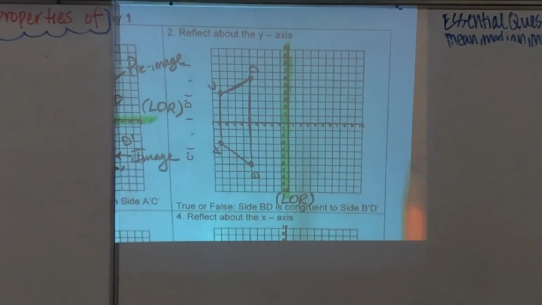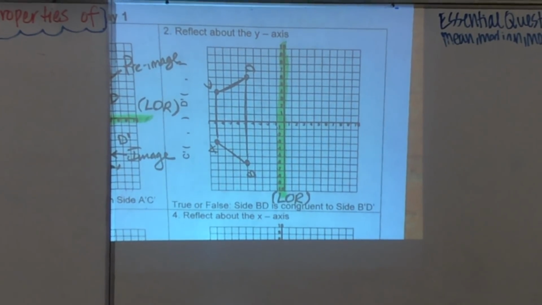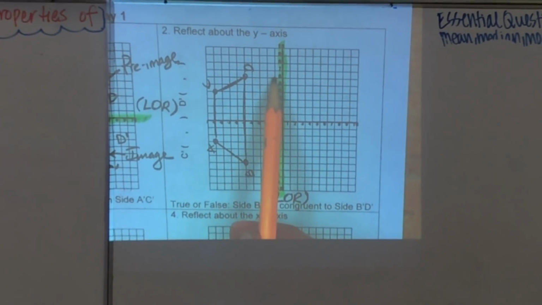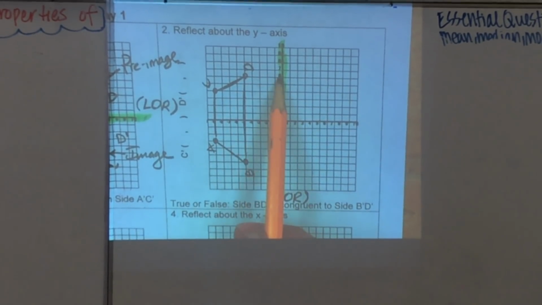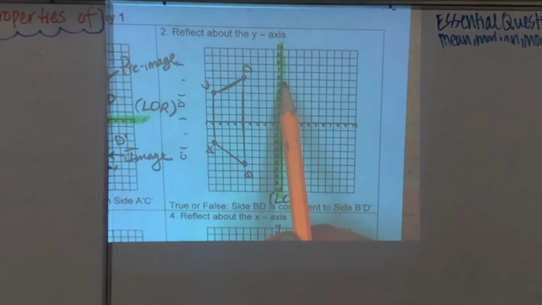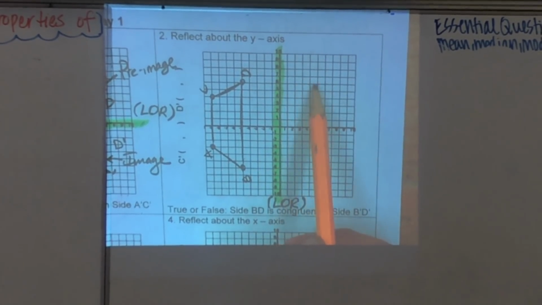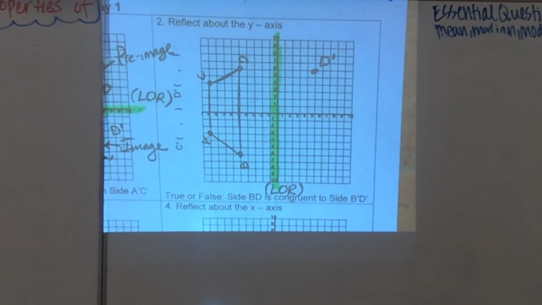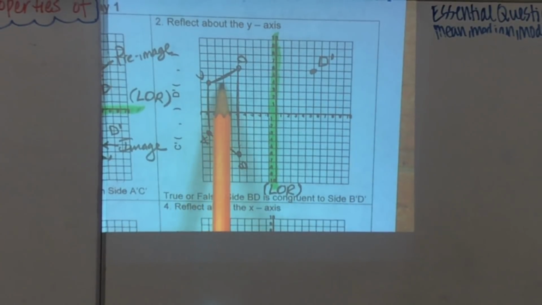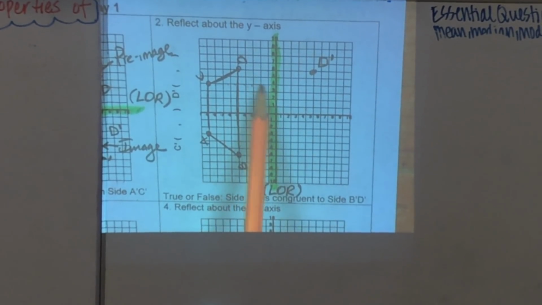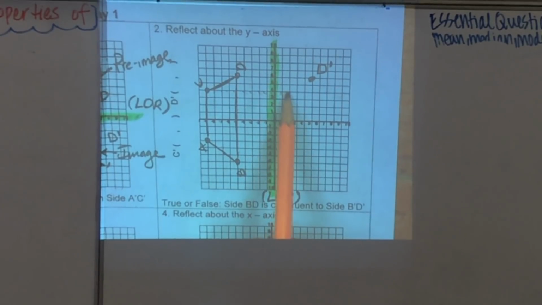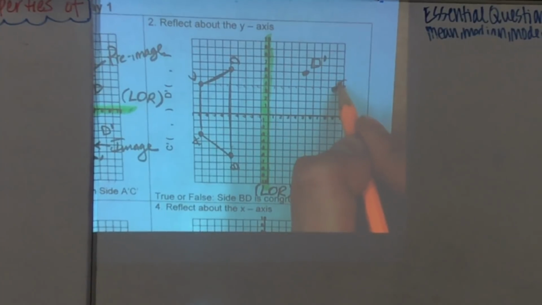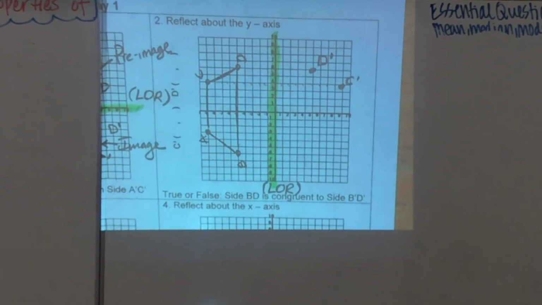Now let's reflect the shape. So I'm going to start off with D right here. So we are 5 spaces away from the line of reflection. So now let's go 5 spaces opposite of it. 1, 2, 3, 4, 5. This becomes D prime. Do the same thing with C. 9 spaces across. This is C prime.